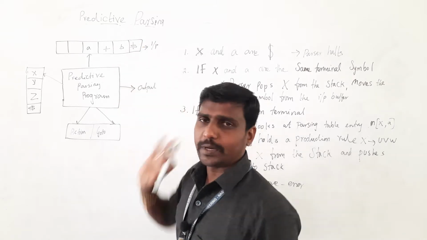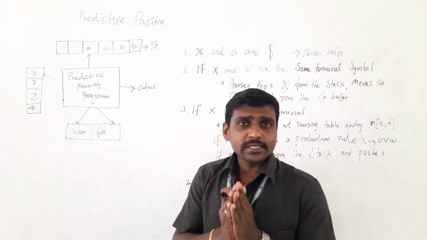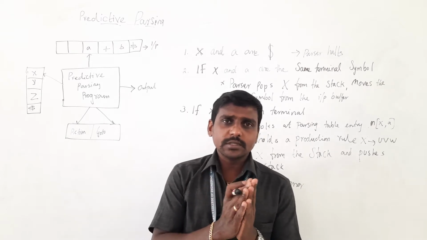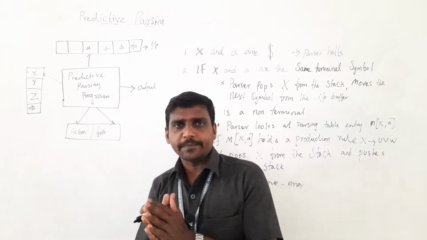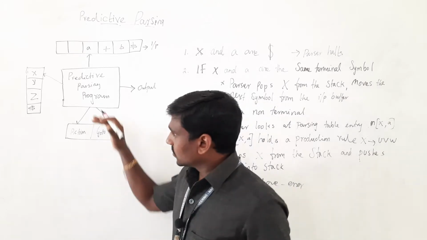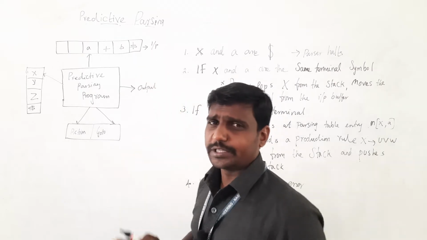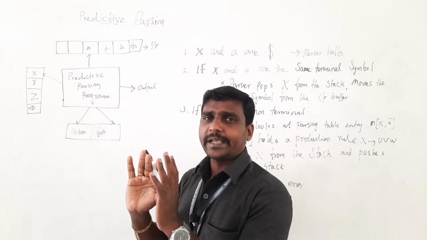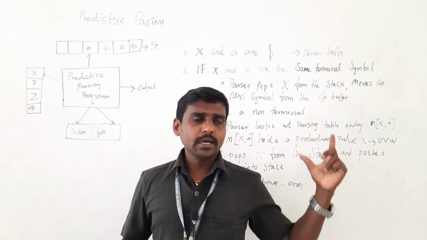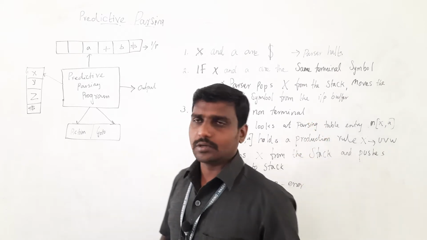So first one is the model of the predictive parser. I told you, what is the use of parsing? It is going to convert the tokens into a parse tree. Clear? So the parsing technique, that means top down parsing, right? Okay. So this is the model of predictive parser. Based on this model only, I am going to teach you the problem in the next session. Okay, this is the model.